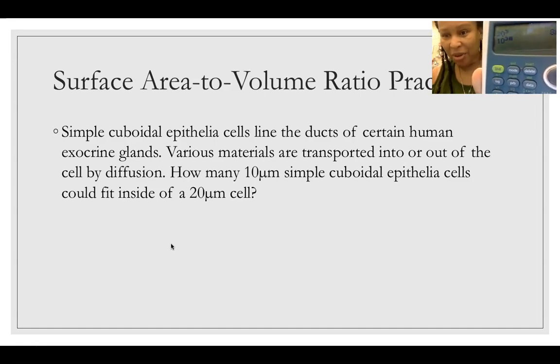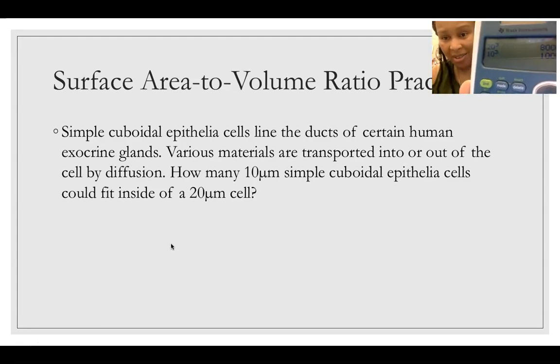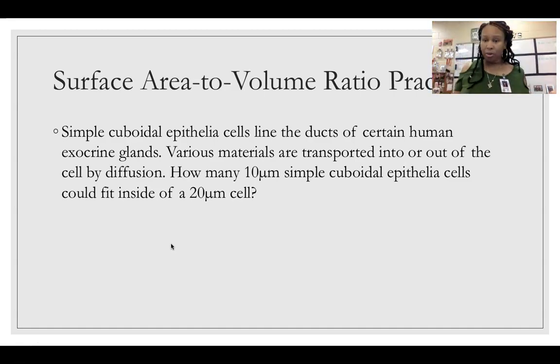All right. So if you take 10 and cube it, you're going to end up with a volume of 1,000. So how many of these 10 micrometer simple cuboidal cells can I fit into that 120 micrometer cell? Well, if you take 8,000 divided by 1,000, that tells you can put 8 of those cells. So by putting 8 cells in the same volume, you have just increased the surface area to volume ratio. So what's going to be more efficient, that 120 micrometer cell or 8 10 micrometer cells?